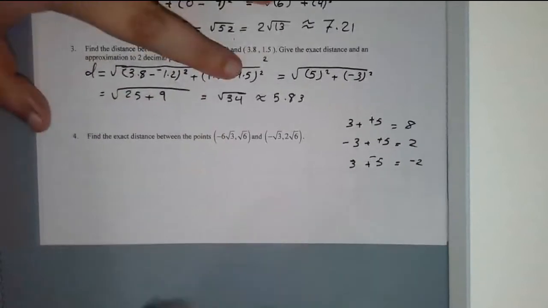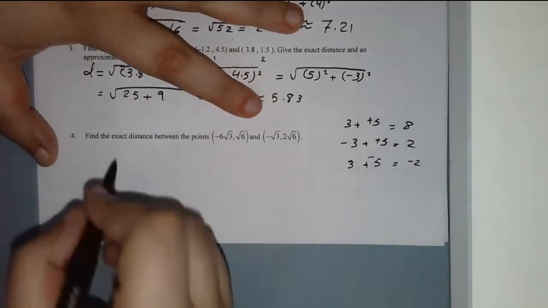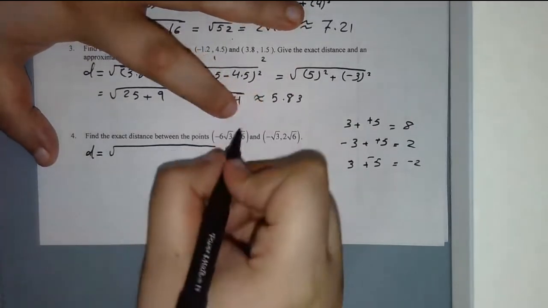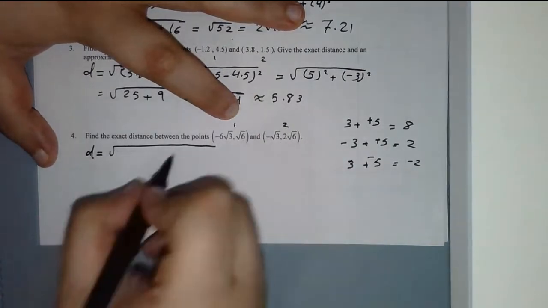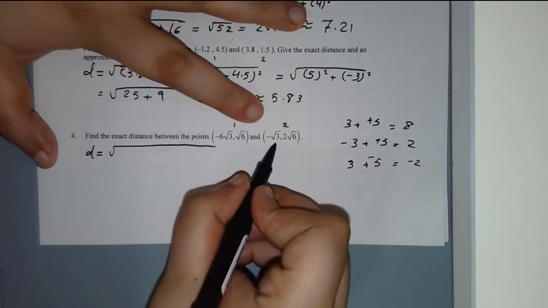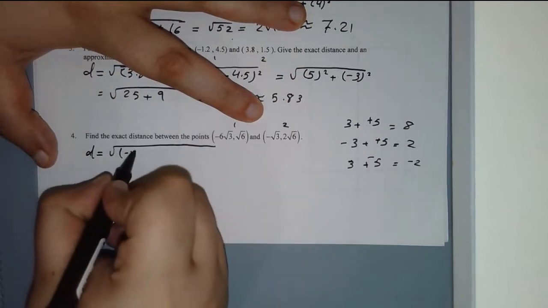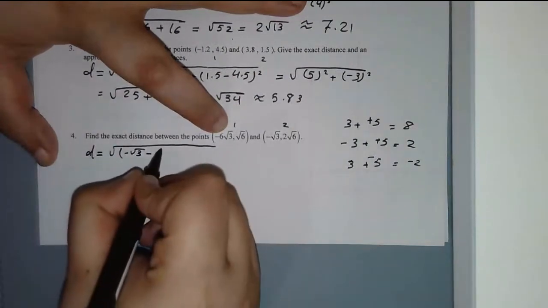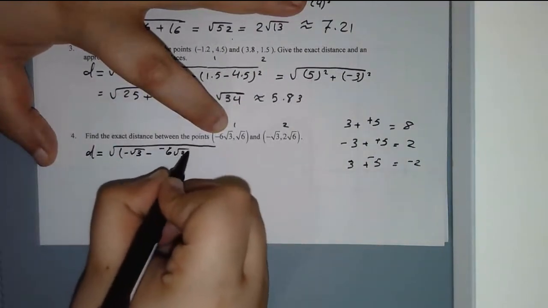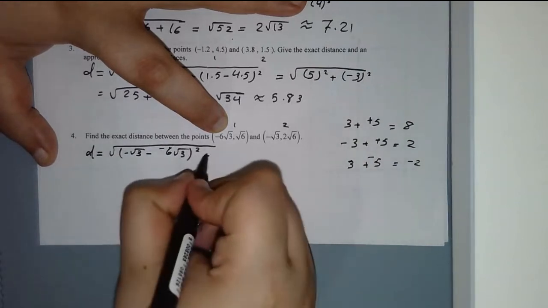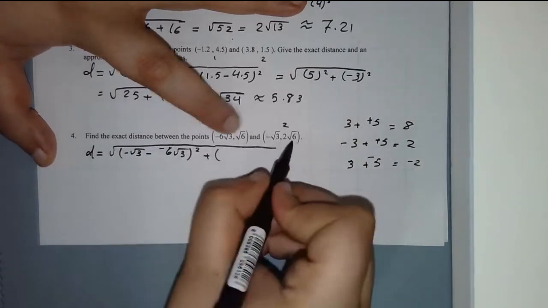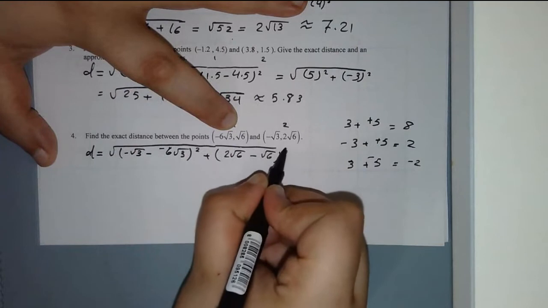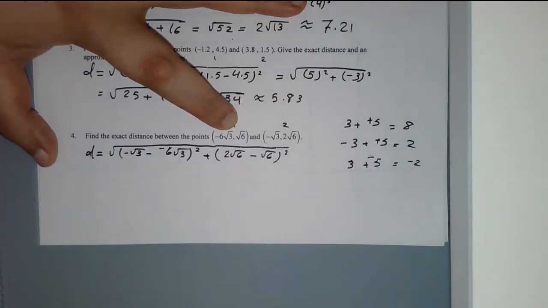I know it looks nasty, but it's going to be fun. Here you go. So we have d, which equals root of. All right. Let's call this pair 1, that's pair 2. Now, x2 is negative root of 3. So negative root of 3 minus x1 is negative 6 root of 3. So negative 6 root of 3. And then squared. Plus, open another pair. Now we have 2 root of 6 minus root of 6. Close it, squared.